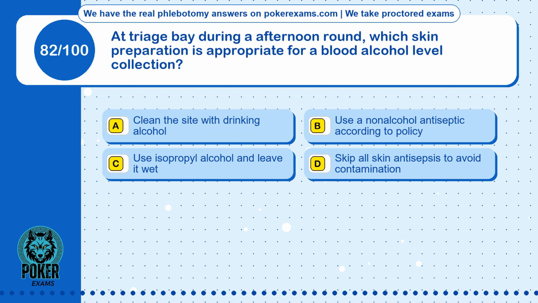Question 82. At triage bay during an afternoon round, which skin preparation is appropriate for a blood alcohol level collection? Option A. Clean the site with drinking alcohol. Option B. Use a non-alcohol antiseptic according to policy. Option C. Use isopropyl alcohol and leave it wet. Option D. Skip all skin antisepsis to avoid contamination.